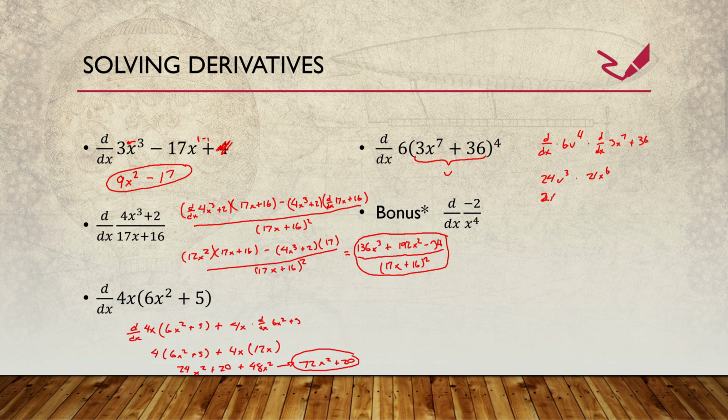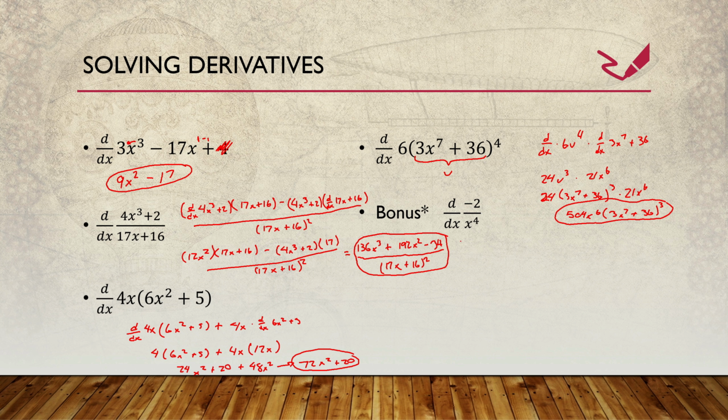And then we replace that u component with our original function. So that is 24, not 34. And then 3x to the power 7 plus 36, to the power of 3, multiplied by 21x to the power of 6. And you can reduce that even more. So the final answer would be 104x to the power of 6 multiplied by 3x to the 7th plus 36 to the power of 3. So that would be your answer for the fourth one.